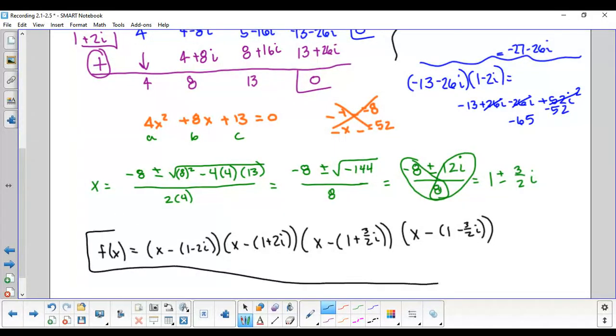Wowzers, that was a tough problem, but we did it and we trusted the process. Dividing by a complex number isn't always easy, but it does work out if you combine your skills of multiplying complex numbers, adding like complex numbers, and trusting the process of synthetic division.